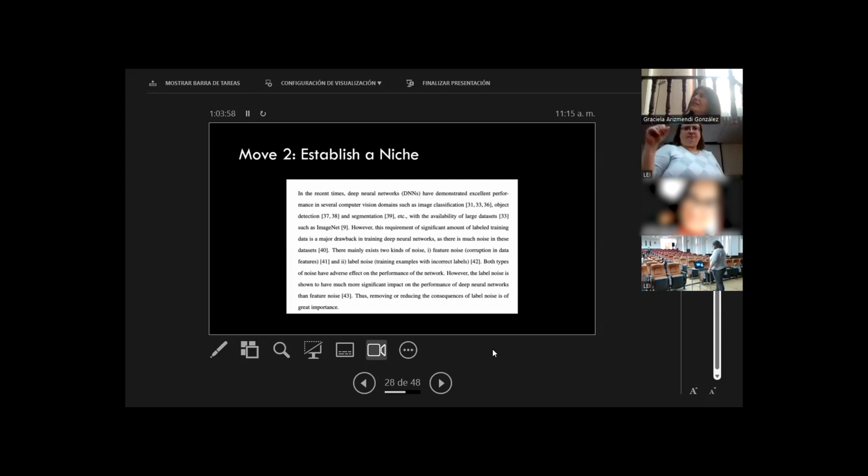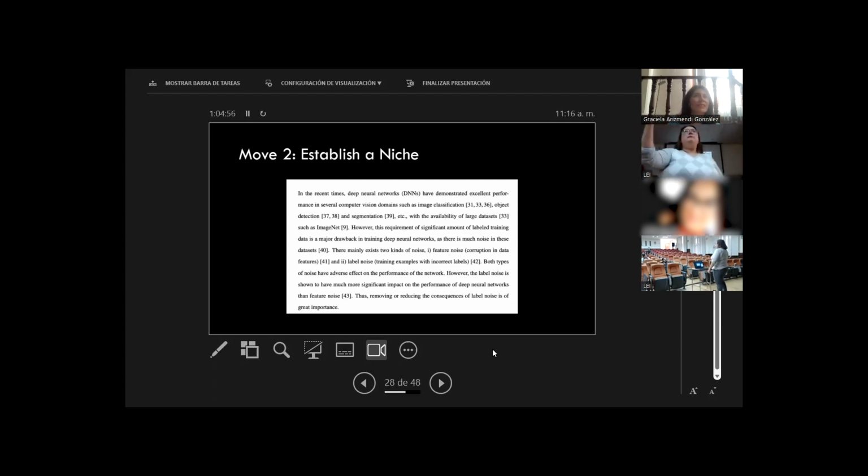Okay, what about sentence two? However, this requirement of a significant amount of labeled training data is a major drawback in training deep neural networks, as there's much noise in these data sets. Does that have move 2, establishing a niche? Not quite a consensus. Does anybody want to raise their hand for "I still don't know"? Okay, fair enough. All right, people who picked this sentence as having a niche in it, why did you think that? Because it says it's a major drawback in training deep neural networks. Yeah, so there's a couple of key phrases in there. The "however," right, against that previous sentence. There's a major drawback in a requirement, right, and that tells us there's a problem. Excellent. A flaw in the previous studies, right? So that one does have a niche in it.